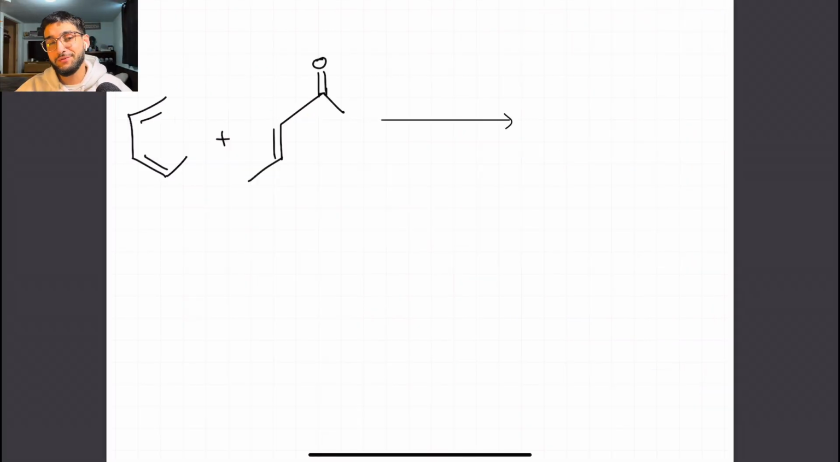Alright, so to get started with our last problem, we're going to be looking at these two molecules right here. And again, we're going to start off by doing the same thing we've always been doing. We're going to number our carbons that are directly touching the double bonds.